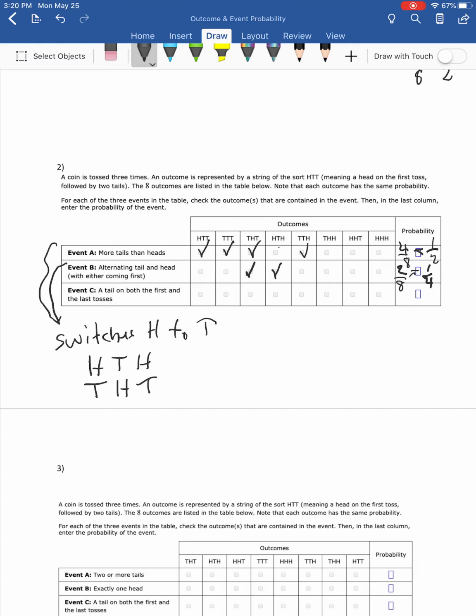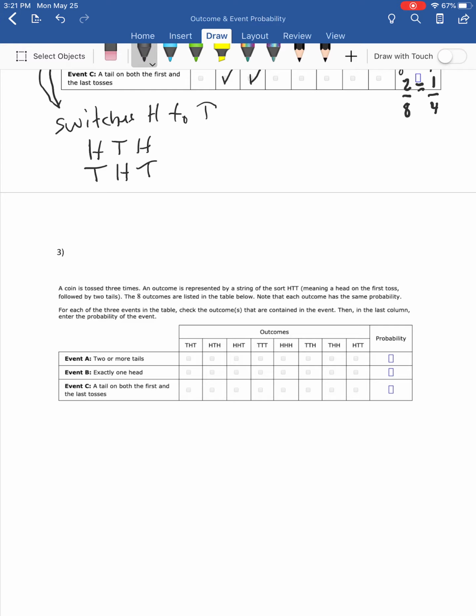All right, a tail on the first and the last. So both the first and the last have to have T's. Okay, so the first one doesn't work. Second one does work. Third one works. Fourth one doesn't. Fifth one doesn't. Sixth one doesn't. Seventh one doesn't. Eighth one doesn't. So again, that one's 2 out of 8, or 1/4.